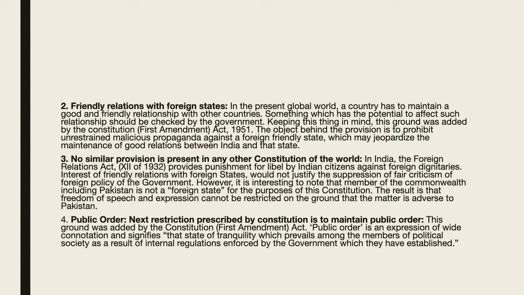Now, friendly relations with foreign states. So, in the present global world, a country has to maintain a good and friendly relationship with other countries because of the globalization that is happening. And some things which have the potential to affect such relationship should be checked by the government. Keeping this in mind, this ground was added to the Constitution by the First Amendment Act 1951, with the object behind the provision being to prohibit unrestrained malicious propaganda against a friendly foreign state which might jeopardize the maintenance of good relations between India and the state.